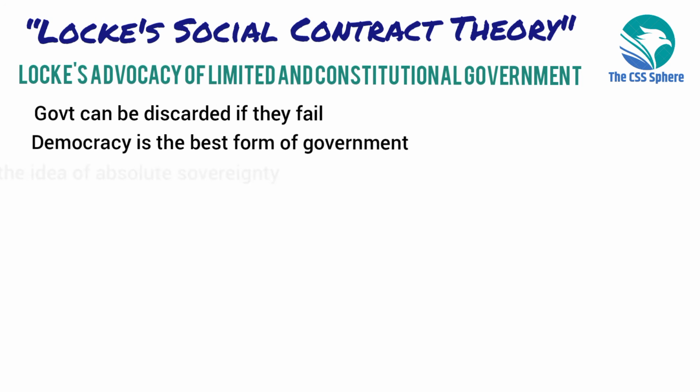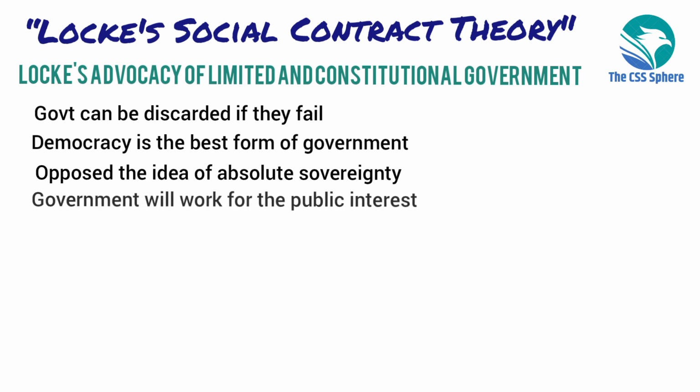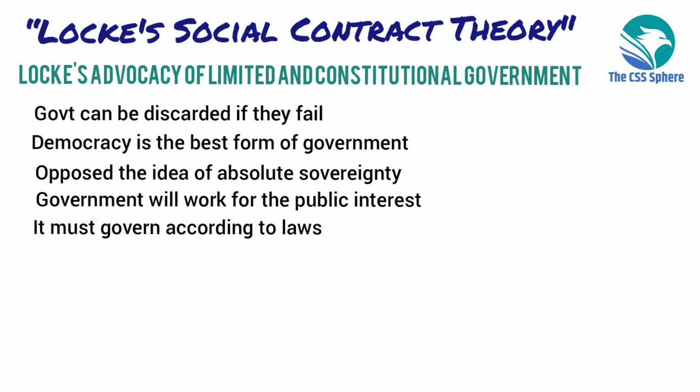He opposed the idea of absolute sovereignty. He implemented some limitations on the power of government. Government will work for the public interest. It means the power is limited to the public good in the society. It must govern according to laws. According to Locke, people are the source of political power. The community retains the supreme power.